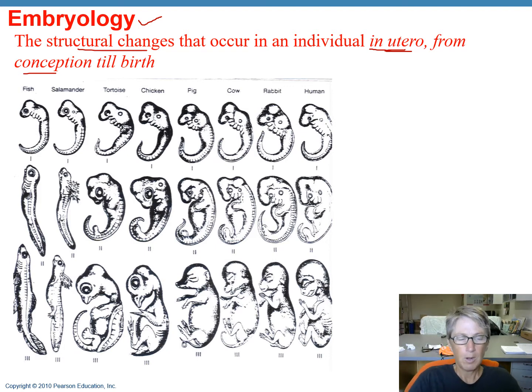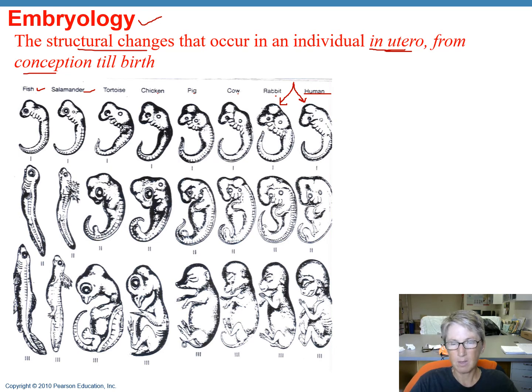And this is kind of cool. This shows the stages of embryo development in a lot of different species: fish, salamander, tortoise, chicken, pig, cow, rabbit, and us. Look at the early stages of embryogenesis, where genesis means creation, the creation of the embryo. We don't look that much different. If somebody showed you a rabbit embryo and a human embryo at this stage, I don't know that you could pick out which was a rabbit and which was a human.